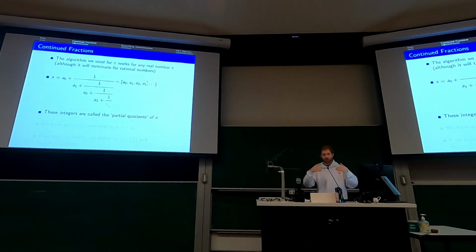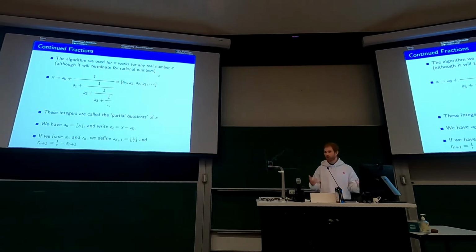You do note that it will terminate for rational numbers. We're not going to get infinite continued fractions, but for any real number, we do get this thing. So for an irrational x that goes on infinitely, we write x is equal to a0 plus 1 over a1, same thing as pi really. And once again, we have this general notation for them. And the integers we get, a0, a1, and so on, we call these integers the partial quotients.